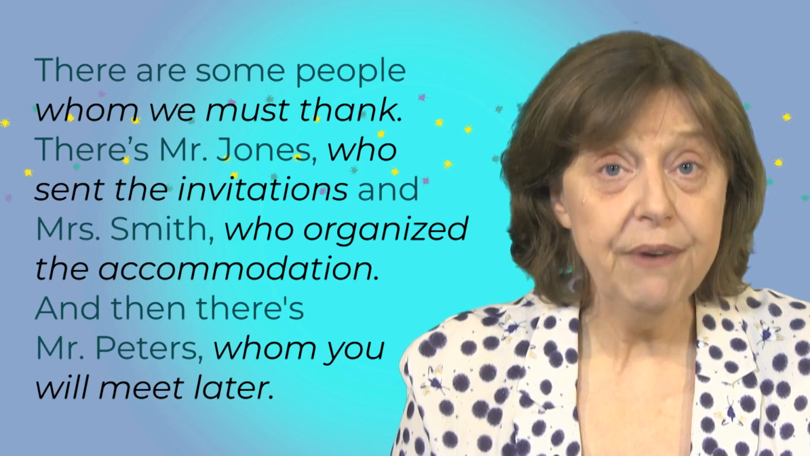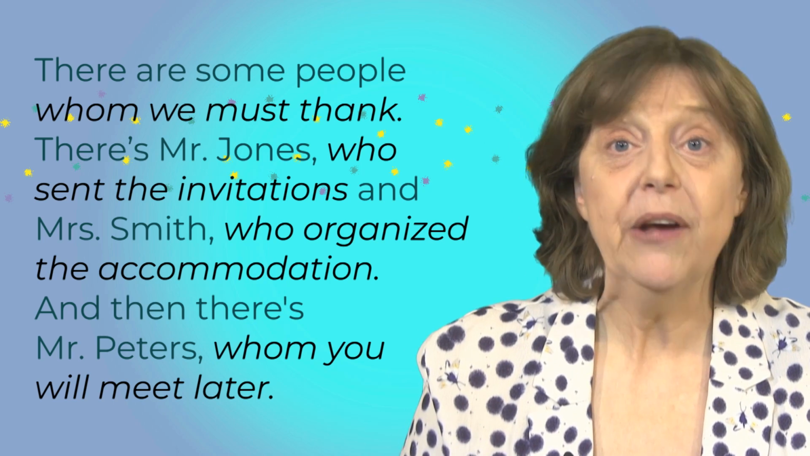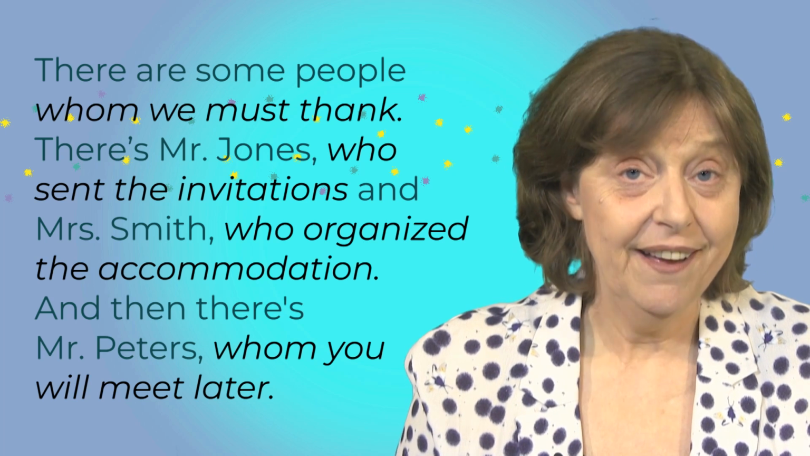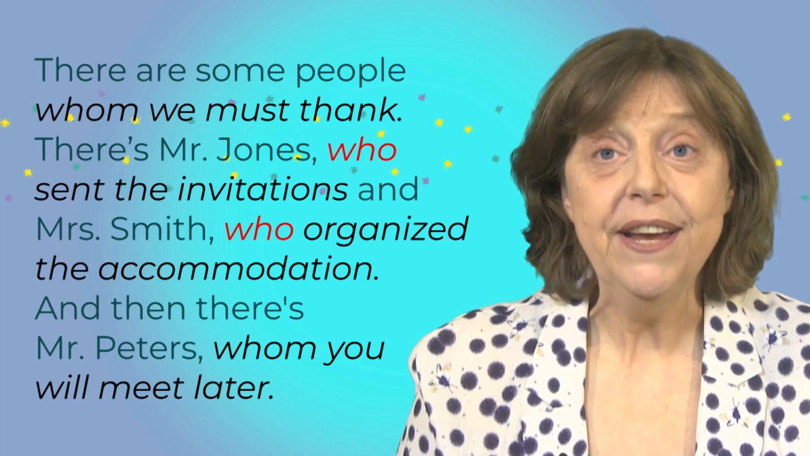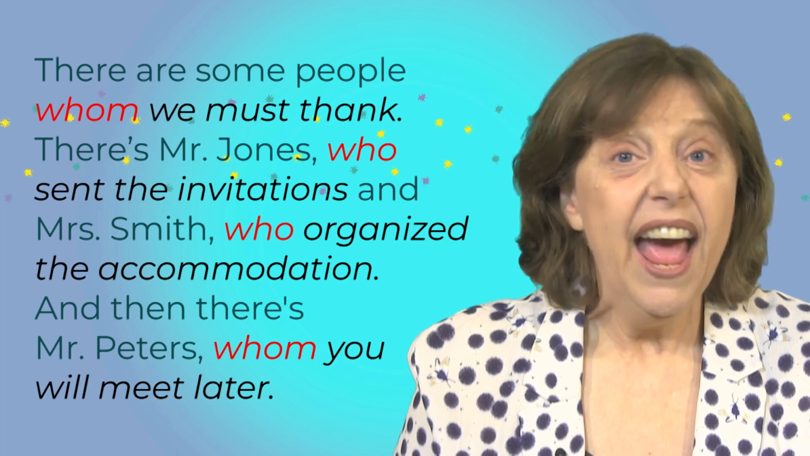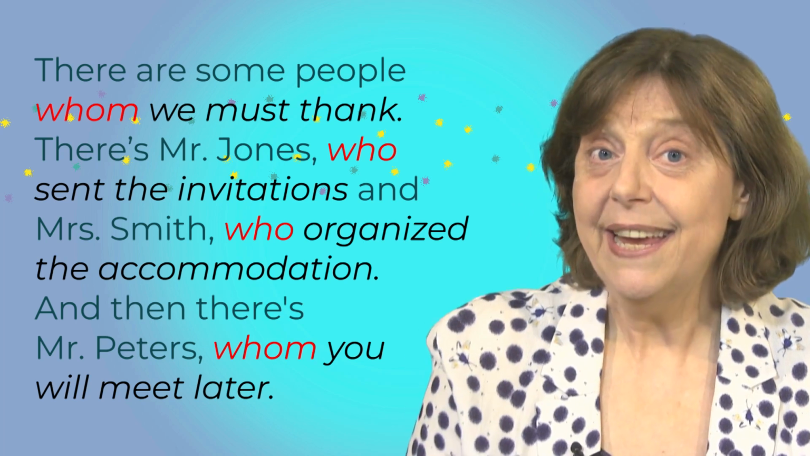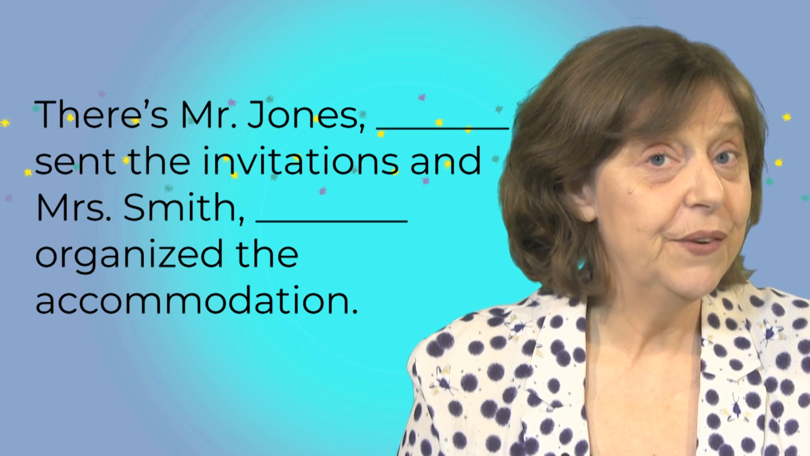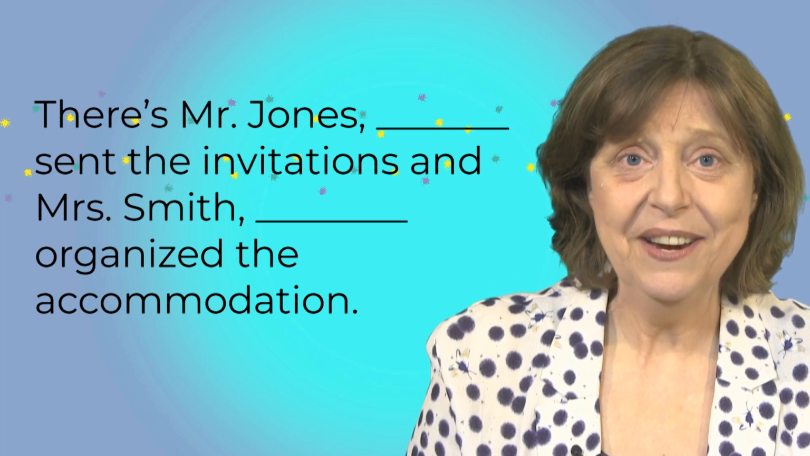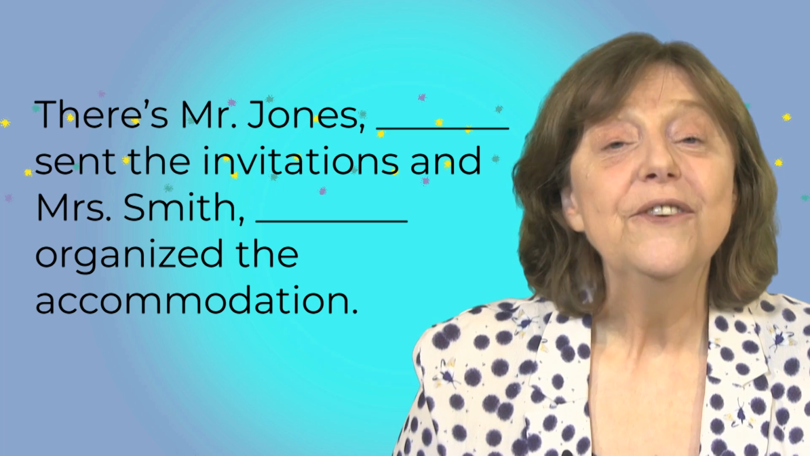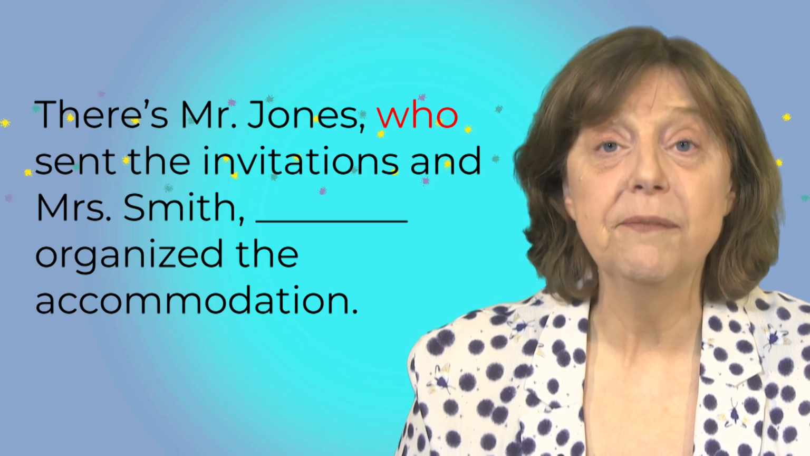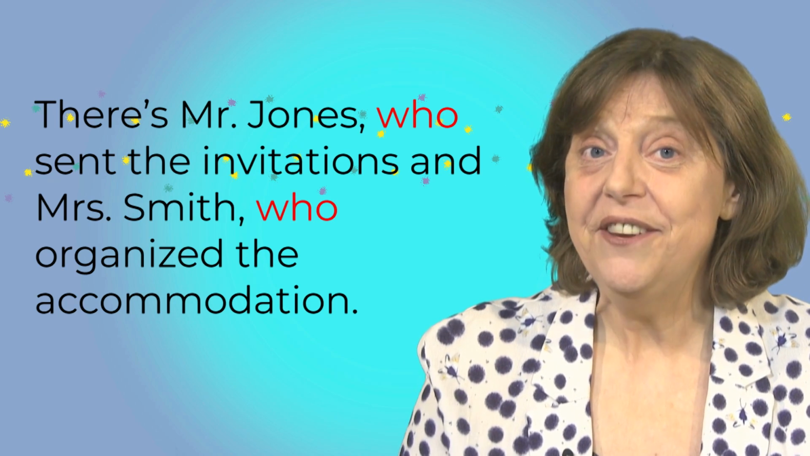Let's see how those relative clauses work. We use relative clauses to add information about someone we've just mentioned. The same rules for who and whom apply. We use who for subjects and whom for objects. And if you're not sure, you can use the he-him test again. So with Mr. Jones, did he send the invitations or did him send the invitations? He did. So we need the subject pronoun here, who. And it's the same with Mrs. Smith. She did the action, so we say who.